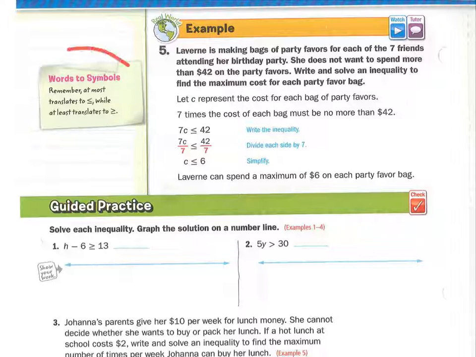Remember this as well. At most translates to less than or equal to, and at least translates to greater than or equal to. That's very important, so try to remember that. I'm going to put a little star by that.